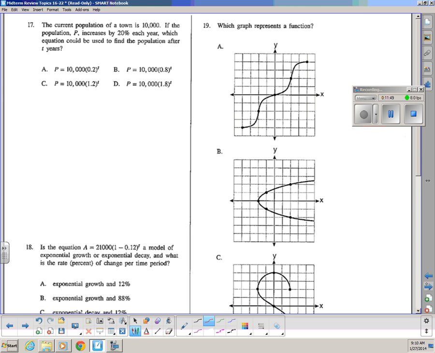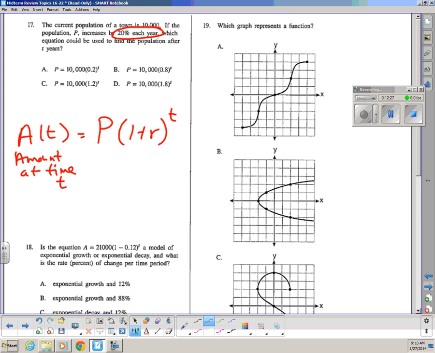All right, number 17, the current population of a town is 10,000. If the population P increases by 20% each year, which equation could be used to find the population after T years? Very important. When you have a percent increase over time, you have a formula for this. The value in the future equals the initial value. Our usual way of writing this is A of T, so that's the amount of whatever you're dealing with at time T, equals your beginning amount or your principal times 1 plus the rate to the T power. Rate must be written as a decimal.